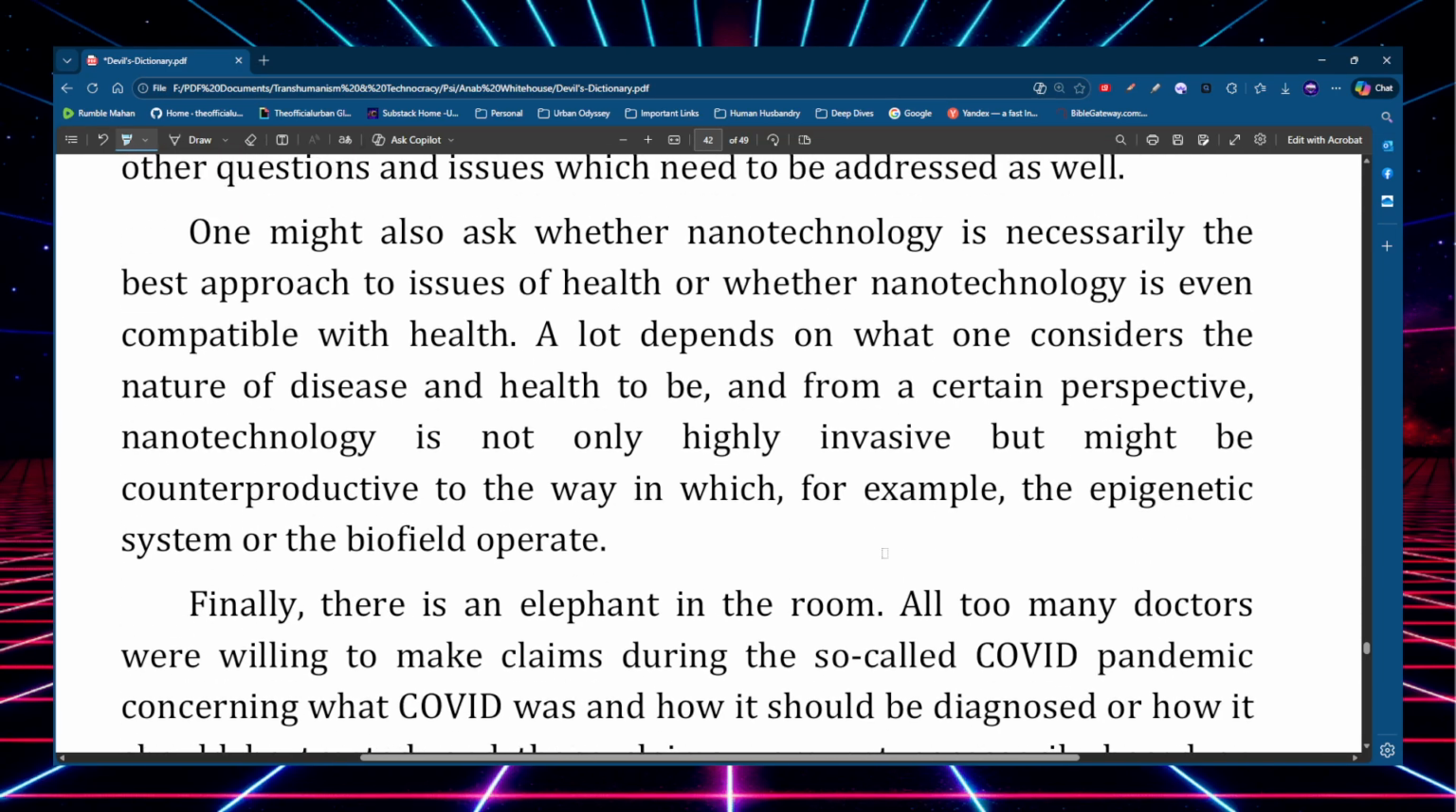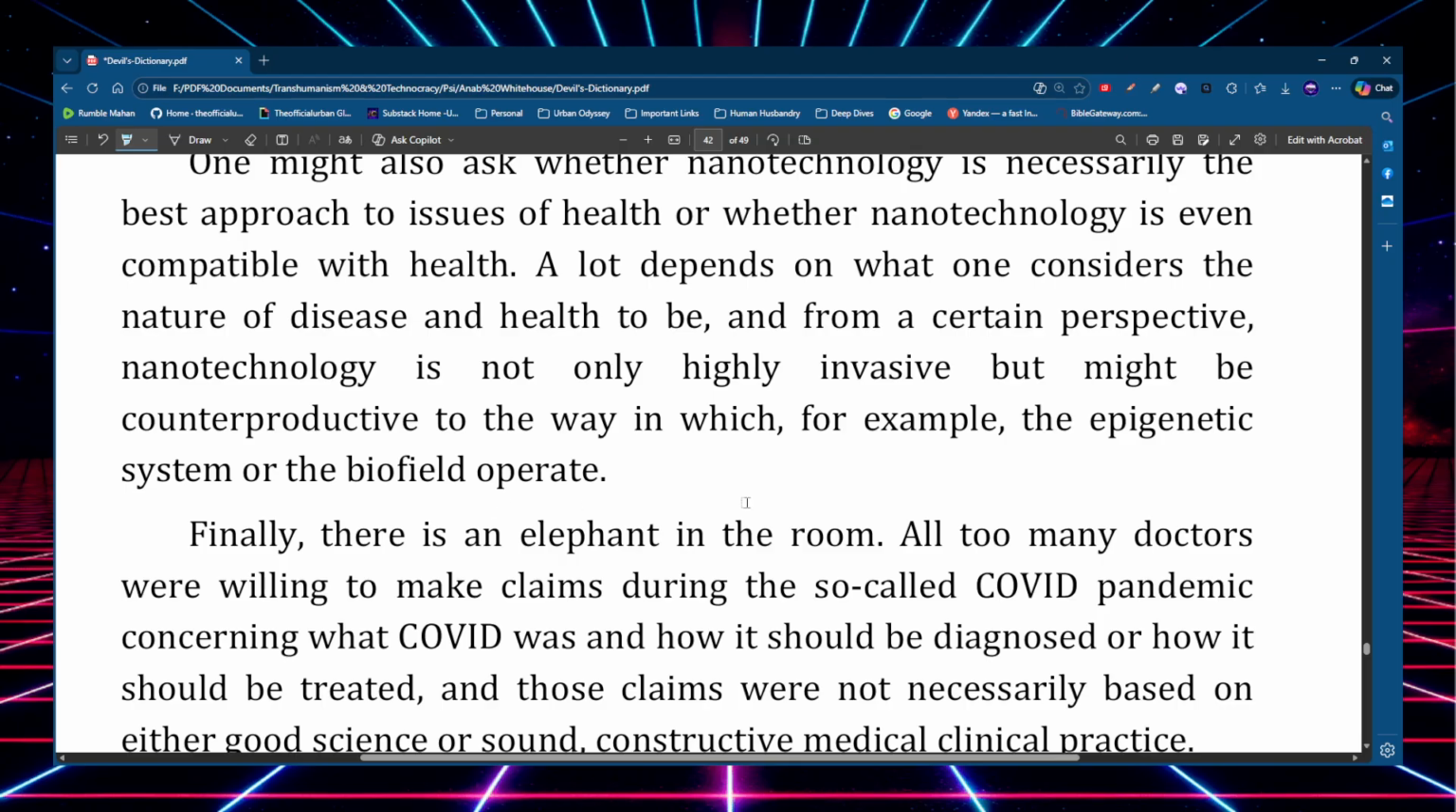One might also ask whether nanotechnology is necessarily the best approach to the issues of health, or whether nanotechnology is even compatible with health. A lot depends on what one considers the nature of disease and health to be. And from a certain perspective, nanotechnology is not only highly invasive, or as they call it, pervasive, but might be counterproductive to the way in which, for example, the epigenetic system or the biofield operate.